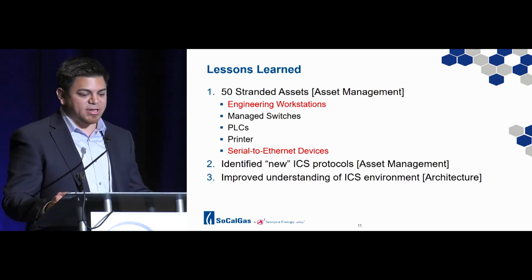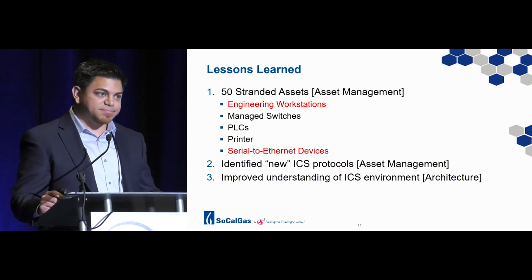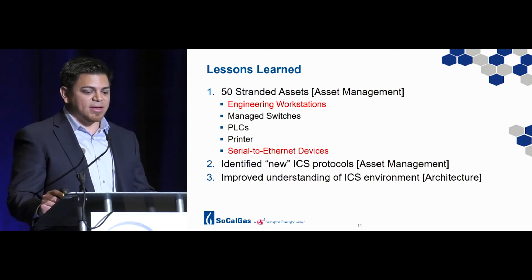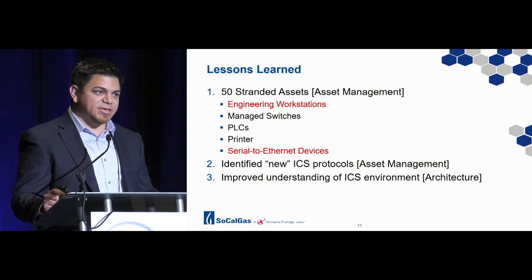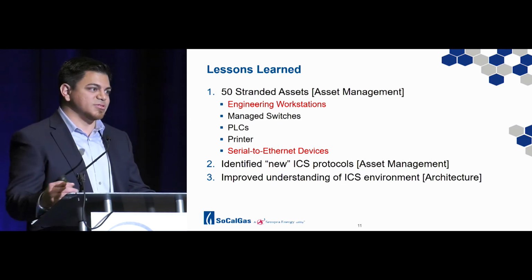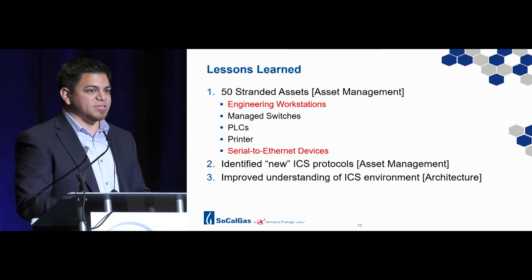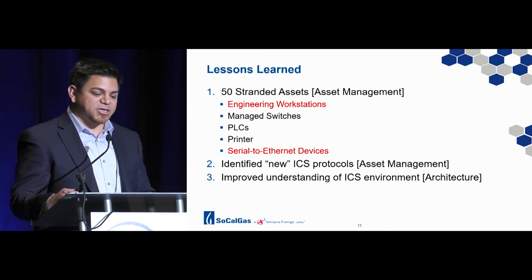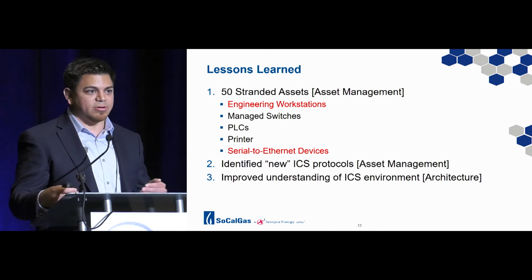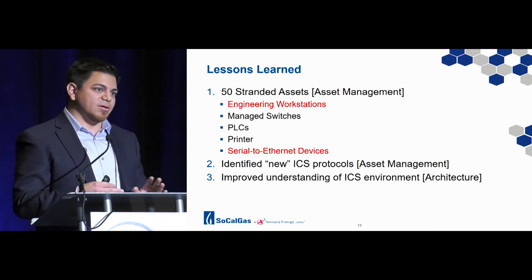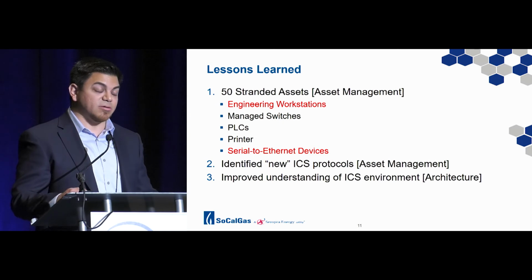So briefly, I'll just touch on some of the lessons learned from the technology. As far as the stranded assets, we identified engineering workstations, managed switches, PLCs, printers, serial to Ethernet devices. And I made a note of the red ones because those were commonly targeted in recent years in Ukraine. And we identified a new ICS protocol. So at the very beginning of this project, we thought there was a certain number of protocols we expected to have, but in reality, there is another protocol that we're actually using. So we learned more about our architecture and our protocols. And it improved our understanding of the ICS environment. How is the communication between the two compressor stations, or multiple compressor stations?